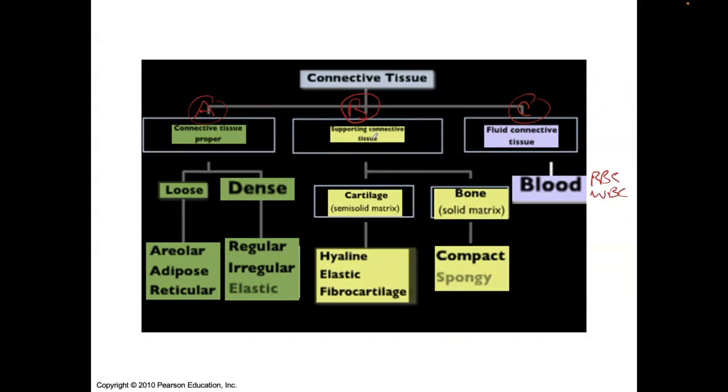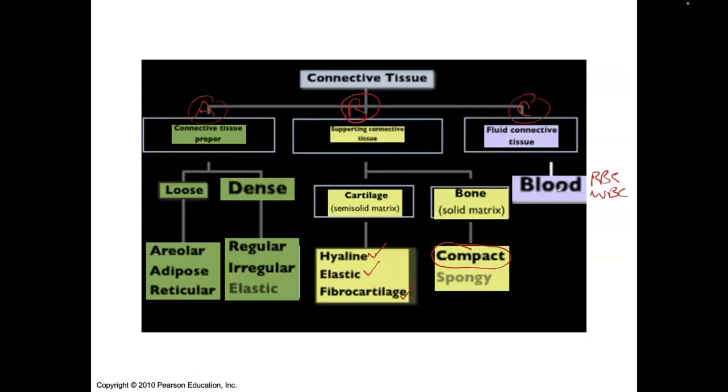When we talk about supporting connective tissue, supporting, we think of the skeleton that supports the body. So it's bones and cartilage. And when we talk about bones, we're going to focus on compact bone. There's spongy bone and compact bone, but we're going to focus a little bit more on compact bone. When we look at cartilage, cartilage comes in three flavors: hyaline cartilage, elastic cartilage, and fibrocartilage. Hyaline, elastic, and fibro. Those are the three types of cartilage.